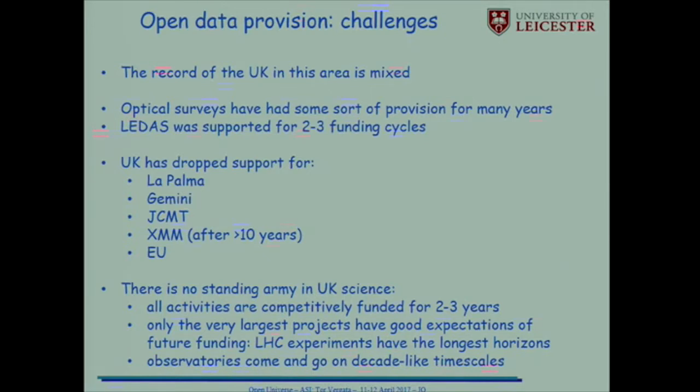It pulled out of XMM, which was particularly painful for me and my colleagues after 10 years. And of course, we just pulled out of the EU. So we're famous for it, I'm afraid.